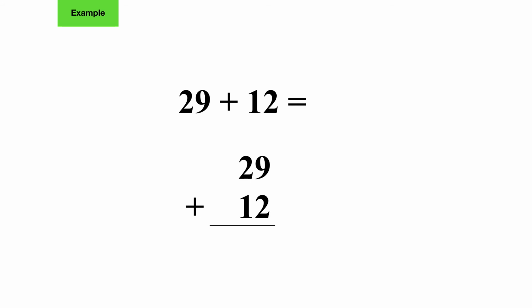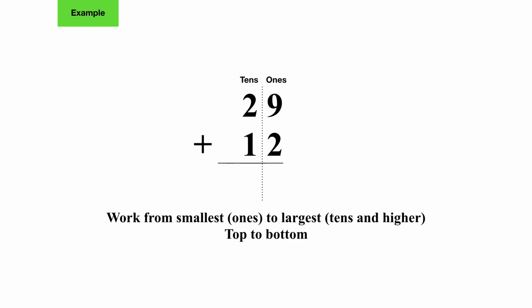We have 29 plus 12. Well, we know our first step is to first write our numbers underneath each other, 29 plus 12, and draw our line because we are going to have an answer below that line. And now we're going to start by saying, okay, we're still going to work from smallest to largest, top to bottom. We've divided our numbers into place values, ones and tens. And now we start with our calculations.